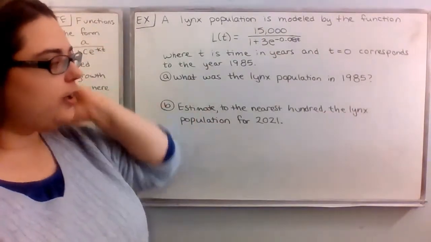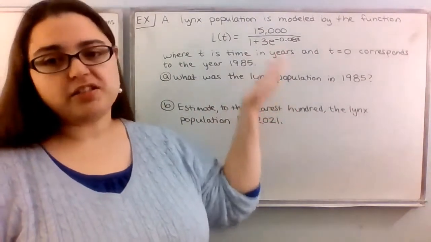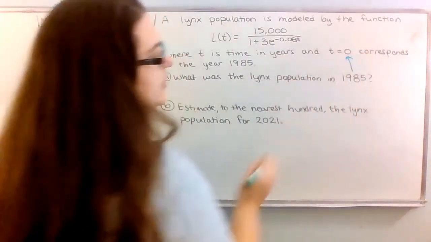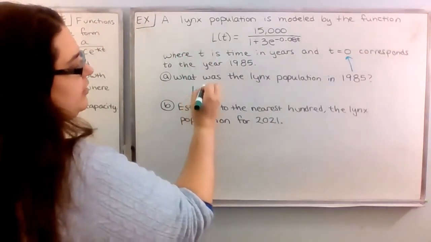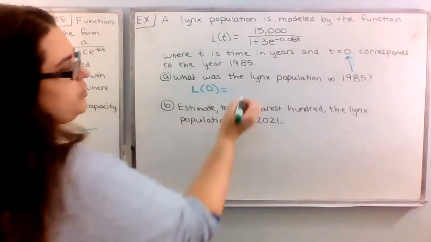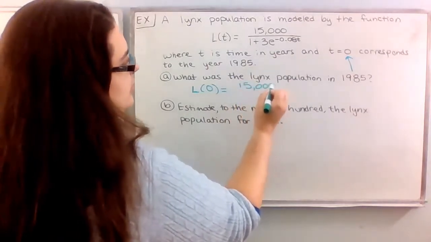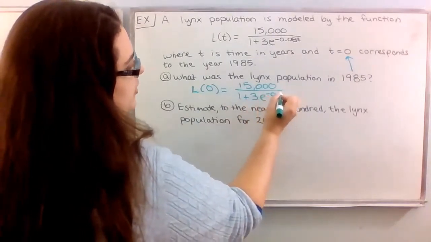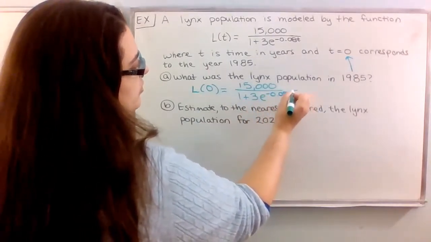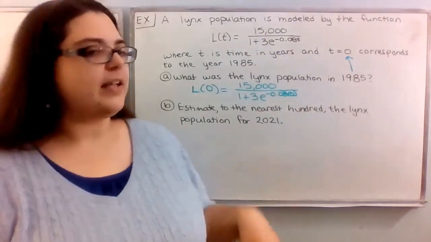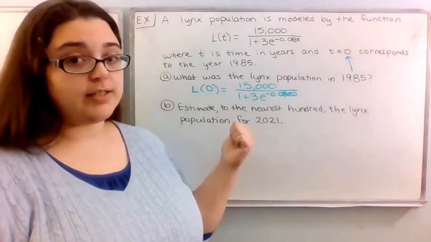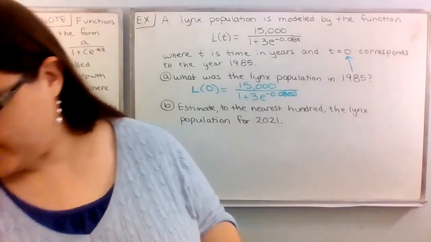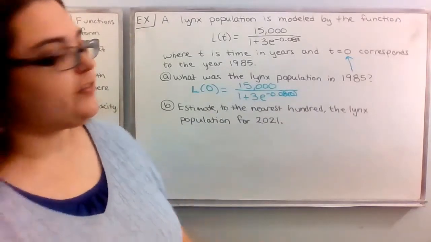So for part A, let's see what the lynx population was when this started in 1985. In 1985, that means that t is 0. So we're just going to find L of 0. We substitute in 15,000 over 1 plus 3 e to the negative 0.08 times 0. Now, for my classes, when you're evaluating a function, this is the work I need to see. If you want to skip right to the answer, feel free to do that. That's what I did, and I got 3,750.